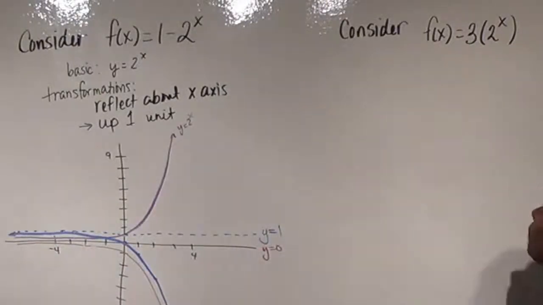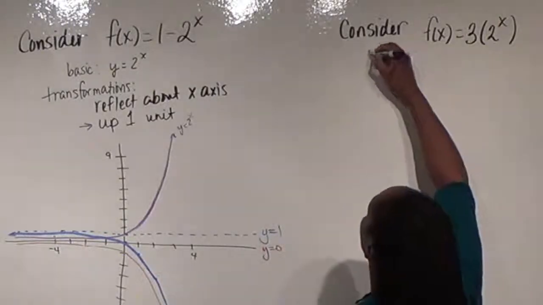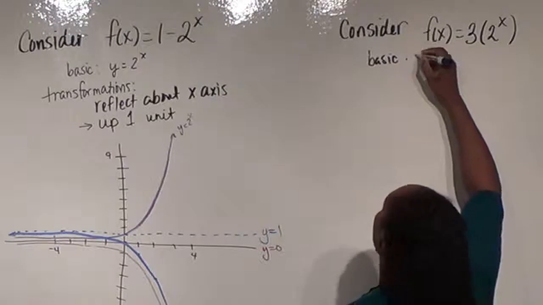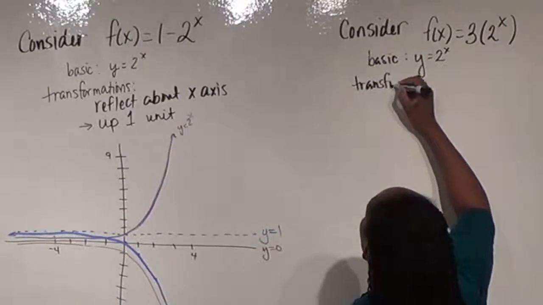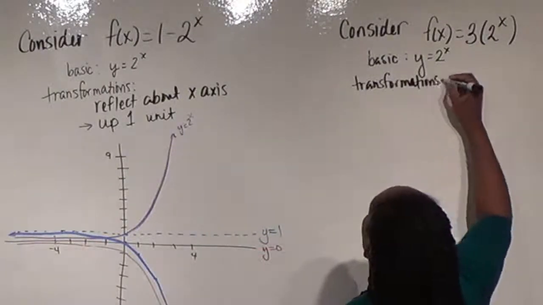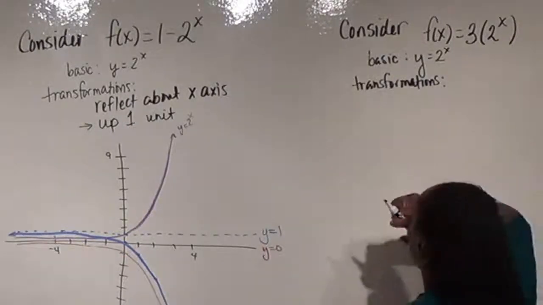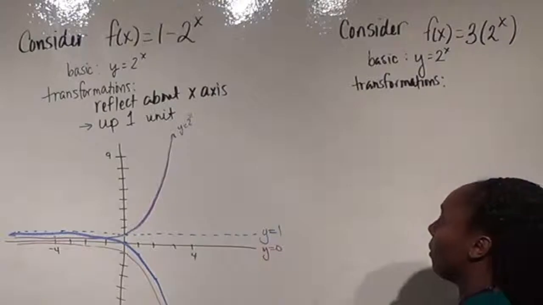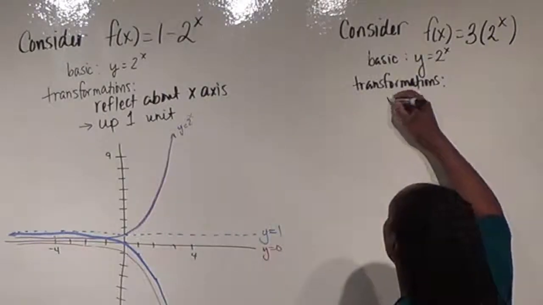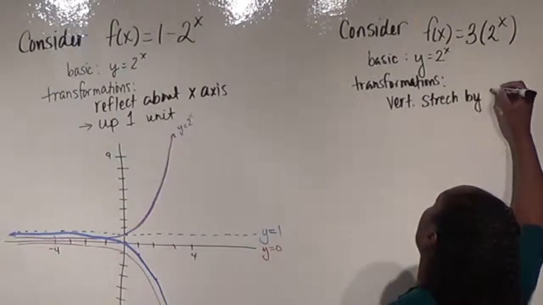All right, let's look at one last one in terms of the graphing. So here let's consider f of x equals 3 times 2 to the x. So again, basic curve is still y equals 2 to the x. Our transformations, if we look, there's only the 1. We have the 3 outside of the function, so this means I'm going to either stretch or compress. Because it's outside, with the y value, we can think this is a vertical stretch by a factor of 3.